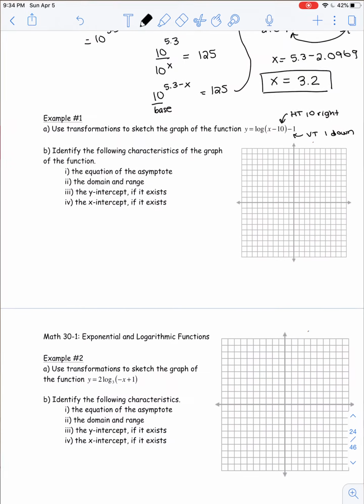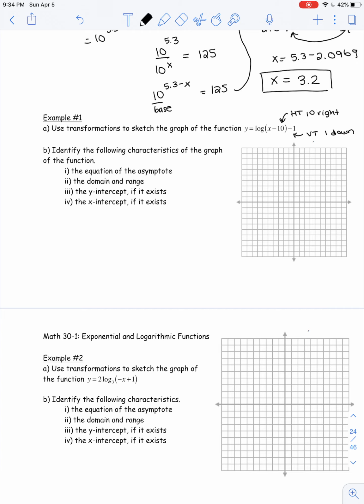So when I go back, I should have a vertical asymptote. I'm going to go up by 10s just to show you. So this will be 10, 20, 30, 40, 50, all the way to 100. This is our x's. Our y's will stay the same.